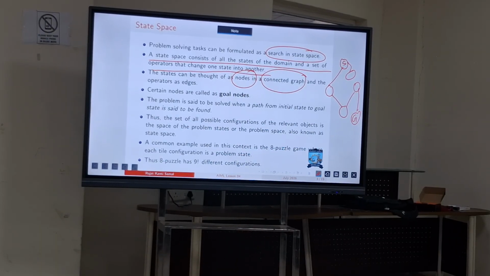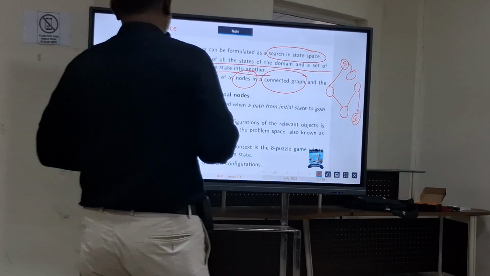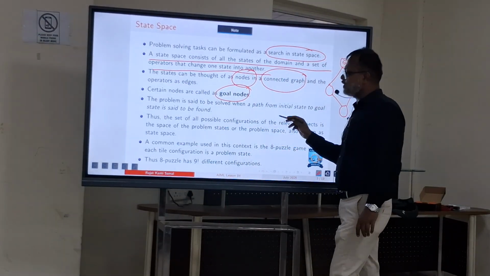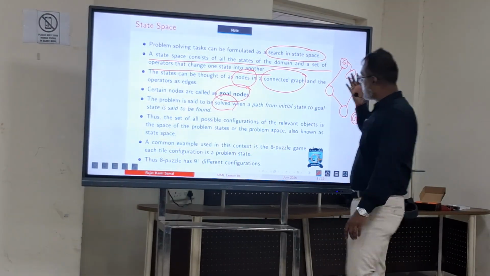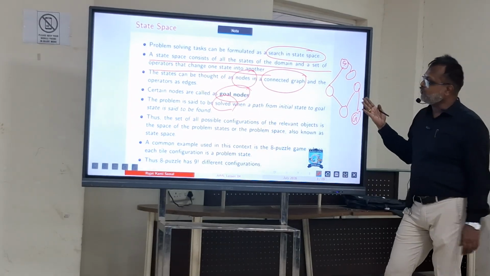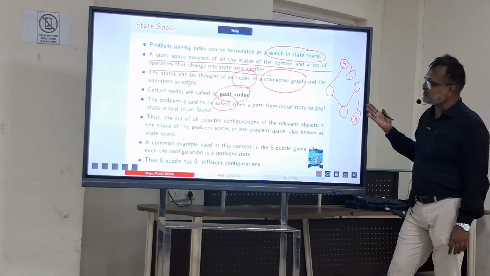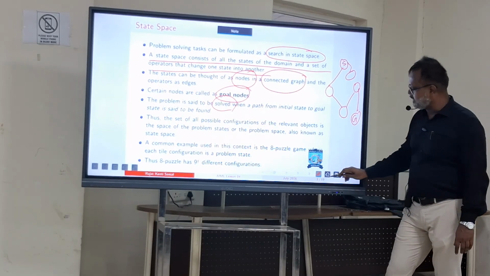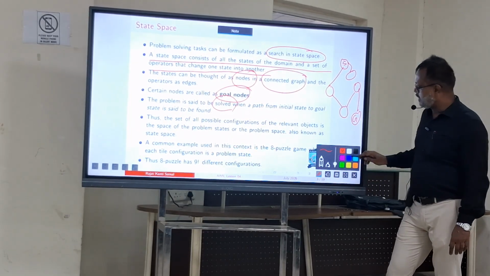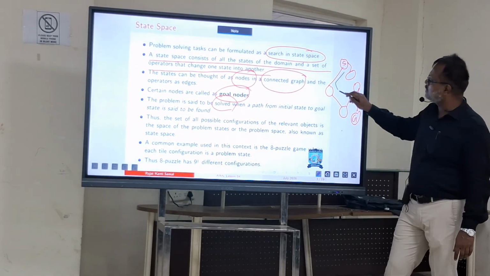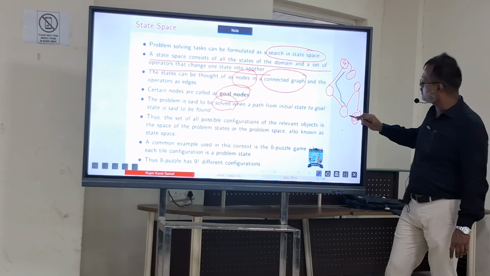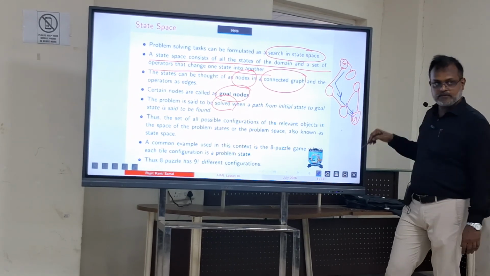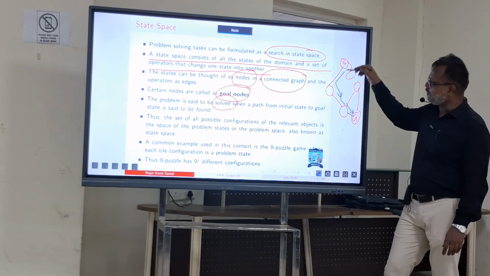Okay. Next. So certain nodes are called goal nodes. The problem is said to be solved when you find a path from the initial state to the goal state. Suppose there is a connection here and this is your path, right? You don't go through this. So this is your path.